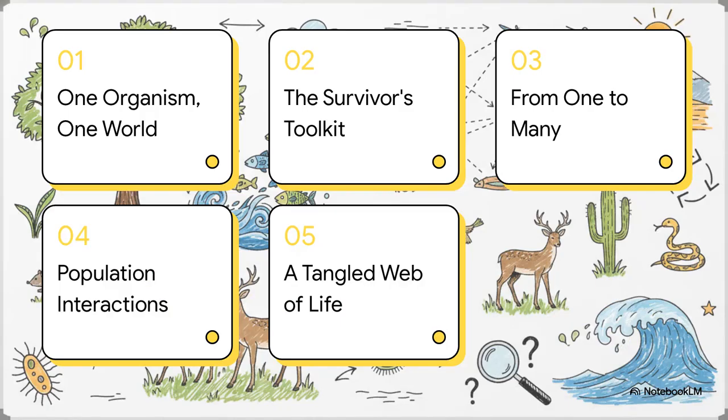All right, here's our game plan for this explainer. First, we'll ask what really makes up an organism's world. Then, we'll crack open its survival toolkit to see how it adapts to challenges. After that, we're going to zoom out to see how one becomes many, how these groups interact, and finally, we'll untangle that web of life with some absolutely incredible real-world examples.